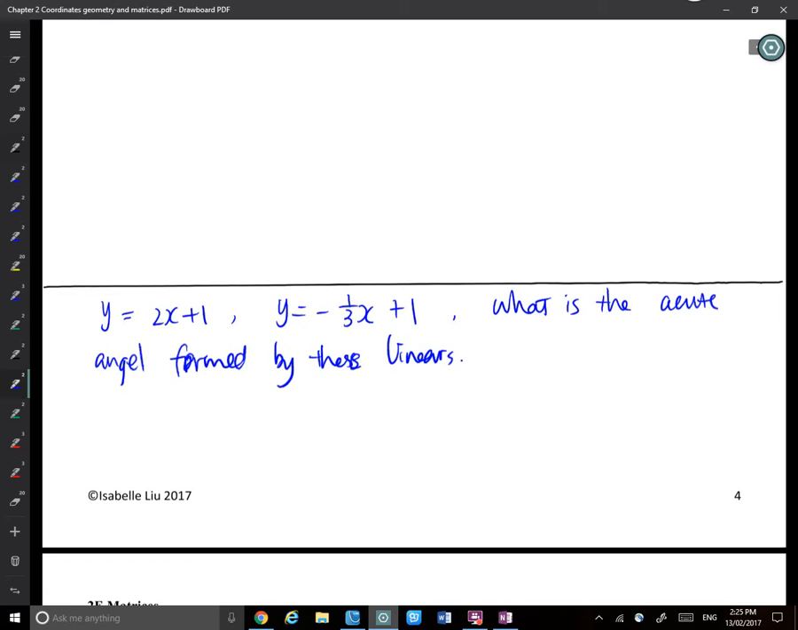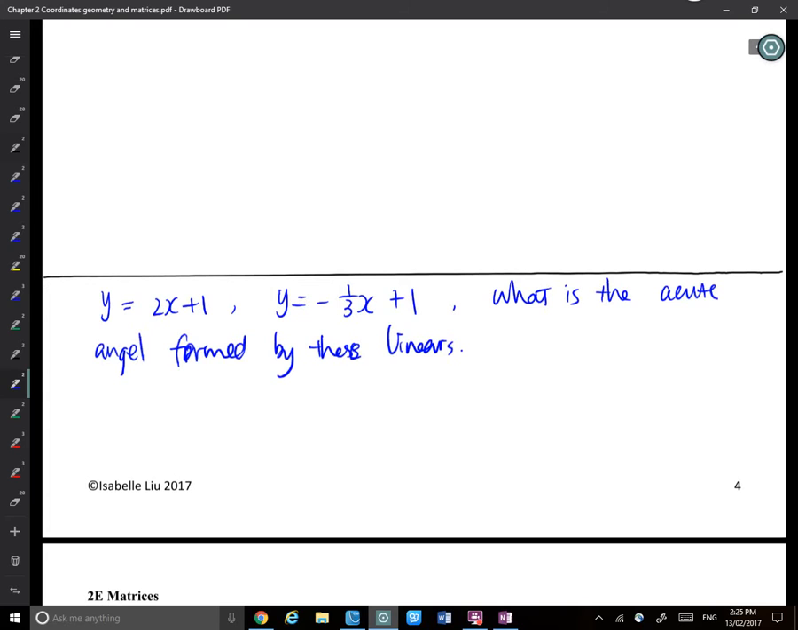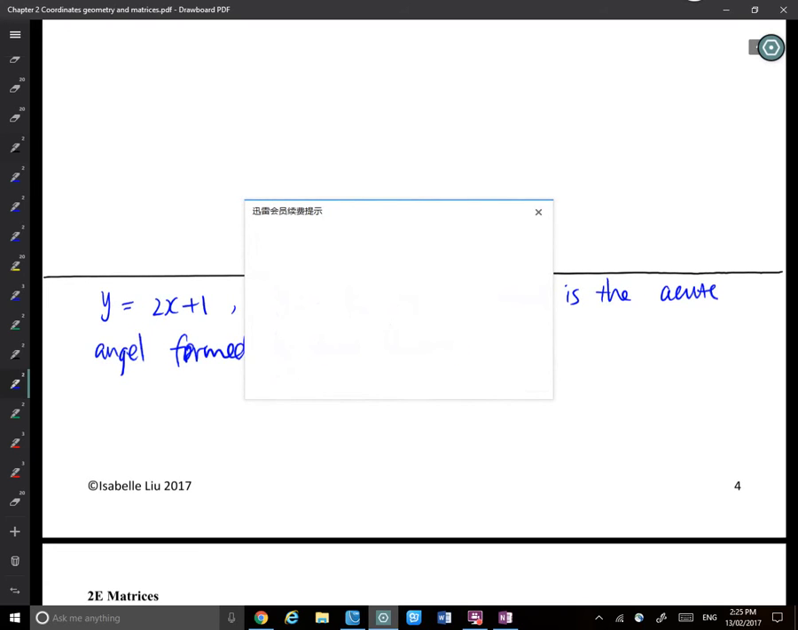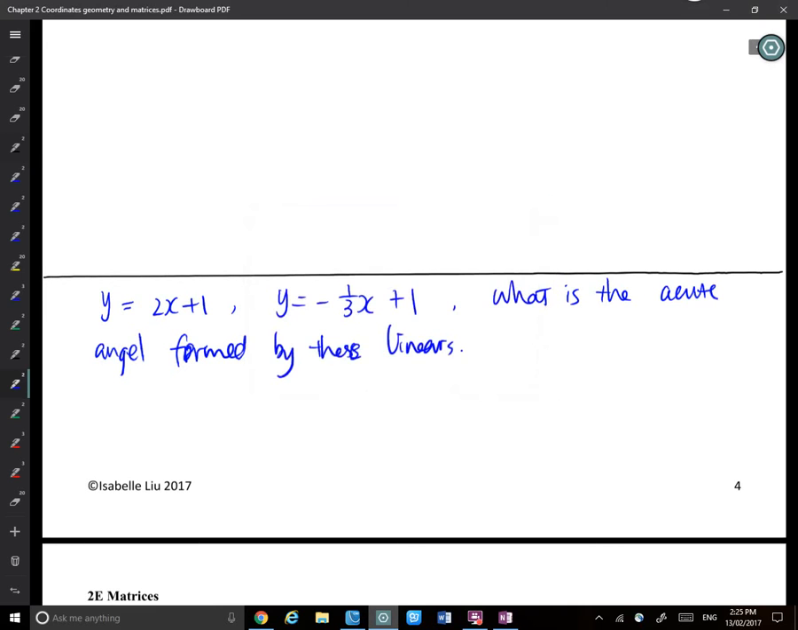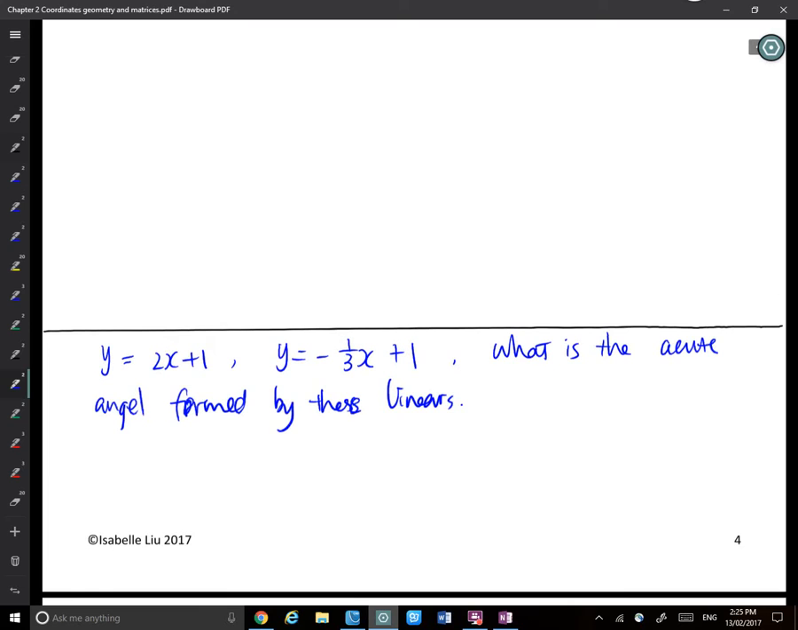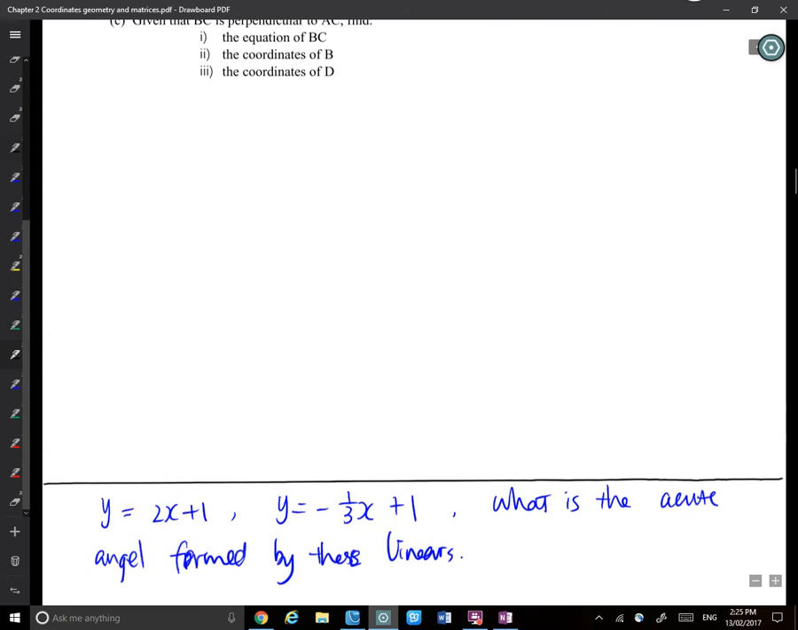Okay, two lines will form an angle, right? One is acute and one is obtuse. If they are perpendicular to each other, both angles are 90 degrees. Okay, if you don't know how to do this type of question, a graph will always help. Okay, a graph will always help. So how will we do this? I will draw the linear up here.